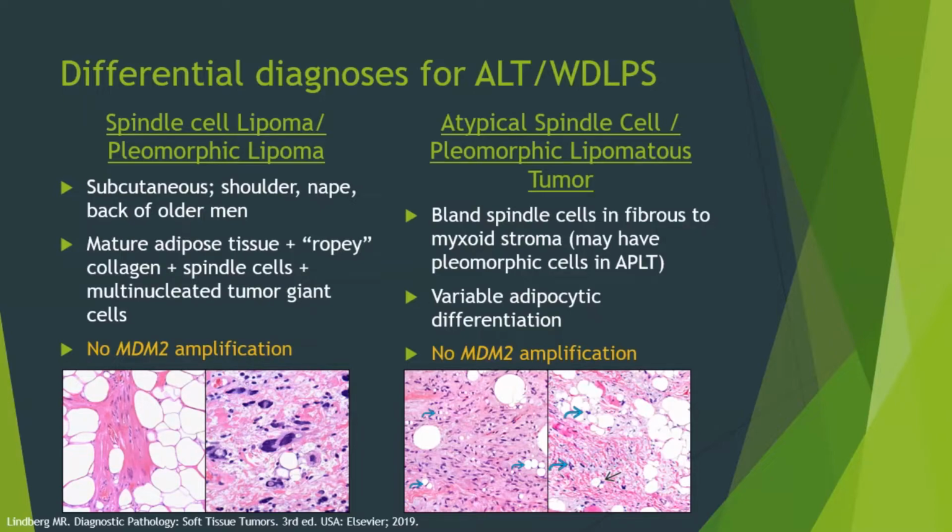Now, atypical spindle cell or pleomorphic lipomatous tumor, this entity was formerly known as spindle cell liposarcoma. These are composed of a well-developed spindle cell component with bland spindle cells in a fibrous to myxoid stroma, and if it is a pleomorphic lipomatous tumor, you may also have pleomorphic cells, which may raise suspicion of atypical lipomatous tumor, well-differentiated liposarcoma. The adipocytic differentiation is variable. And again, for this entity, there is no MDM2 amplification.